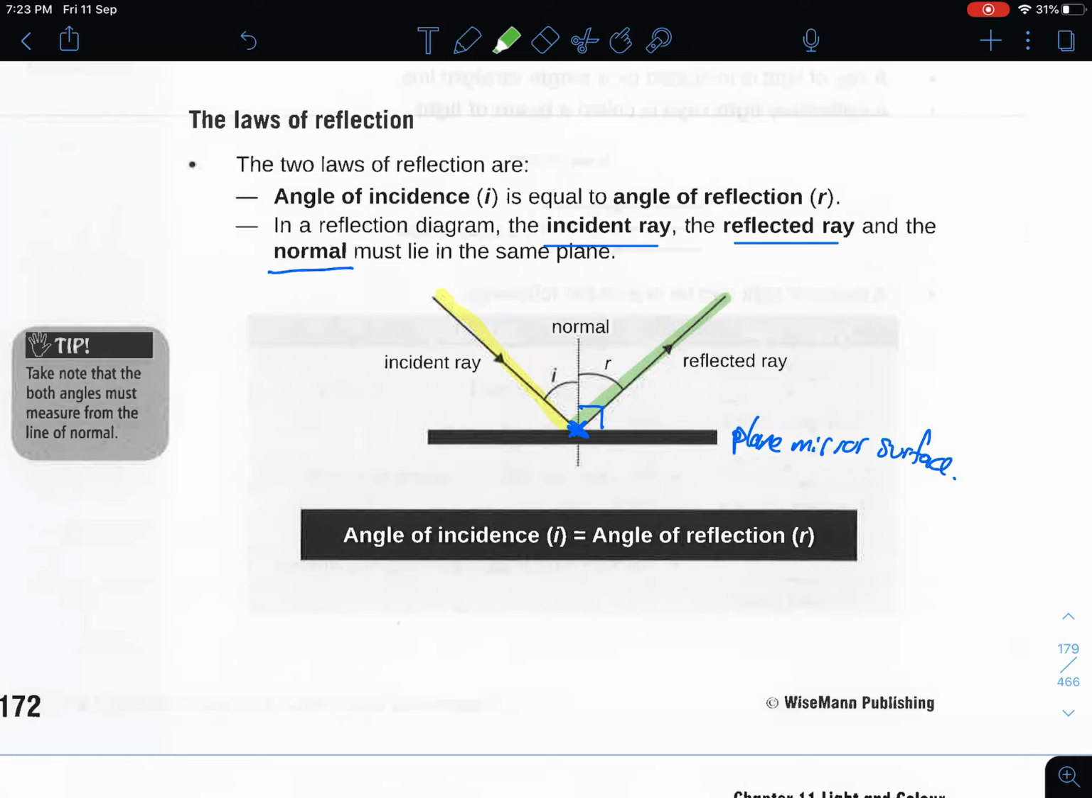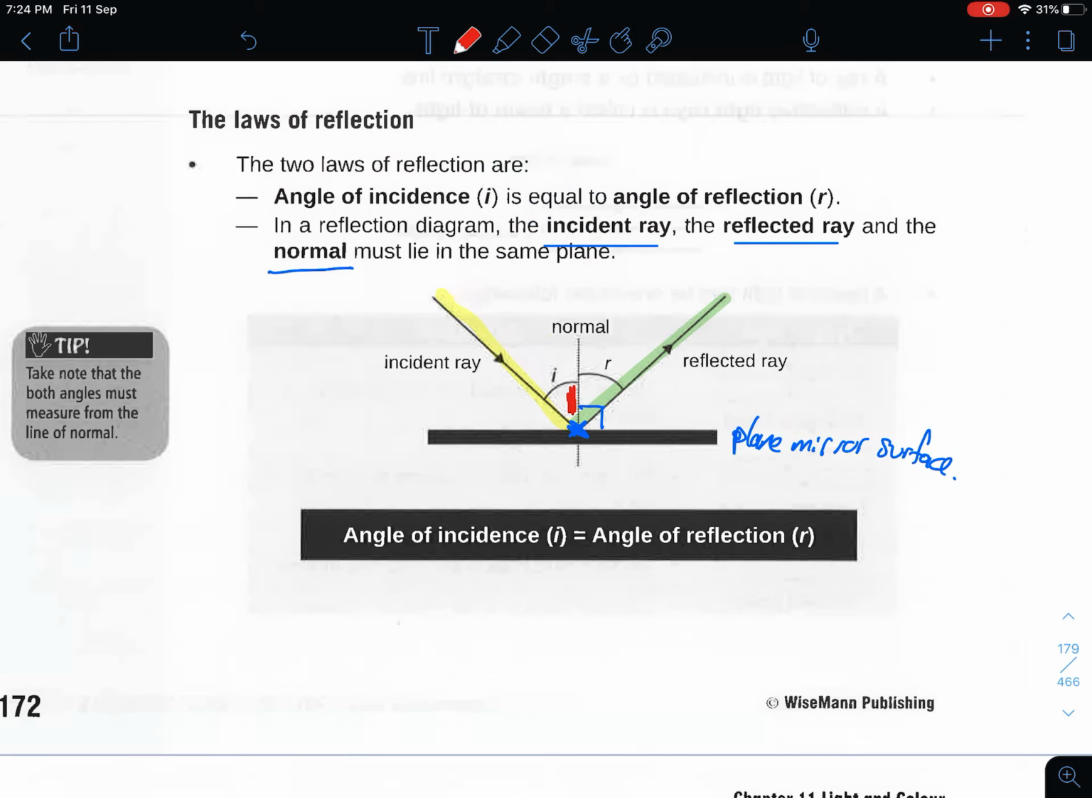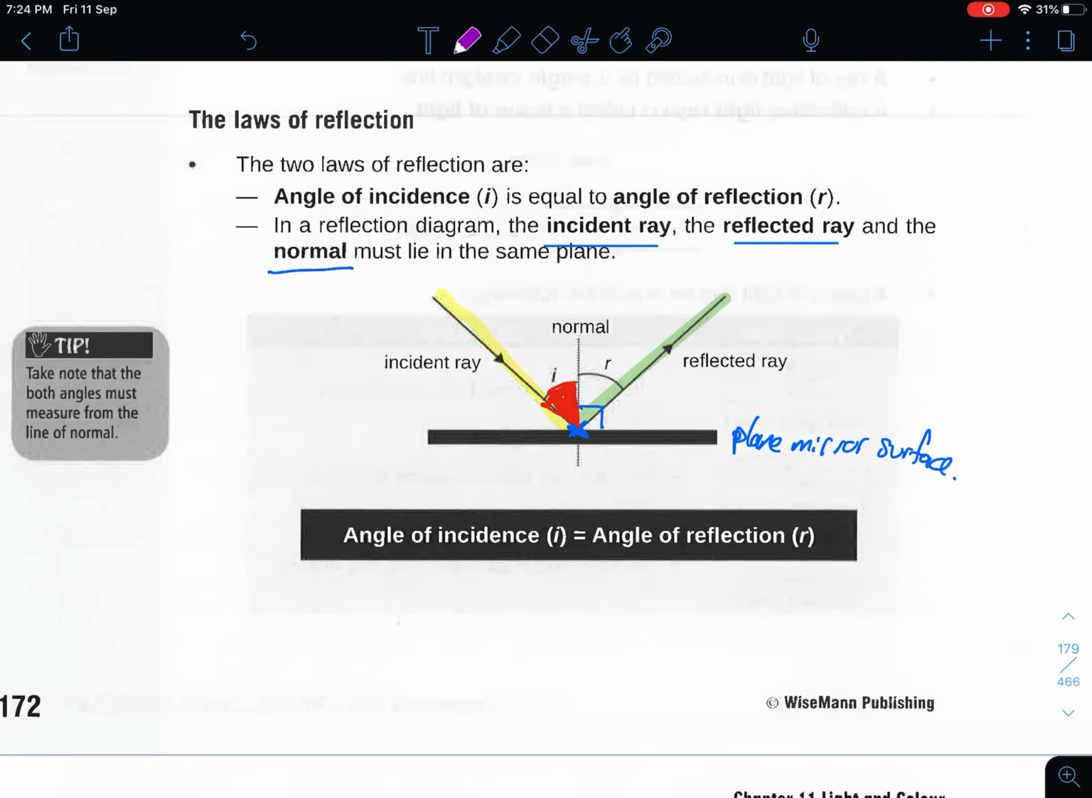Angle of incident will be the angle formed from the incident ray to the normal, whereas the angle of reflection will be the angle formed between the normal and the reflected ray. So always take note that the normal tends to be the reference point, and the normal will always be 90 degrees to the plane mirror.